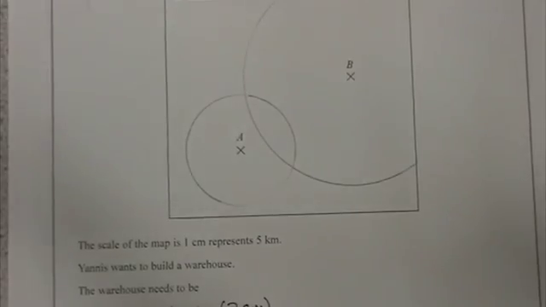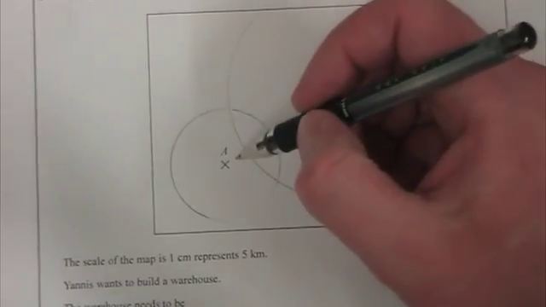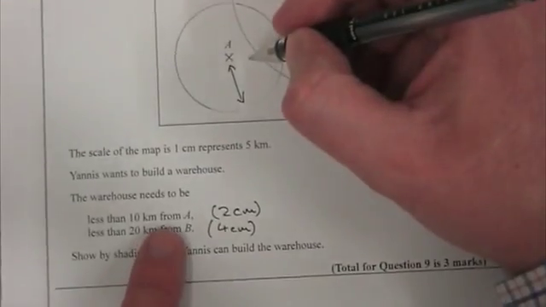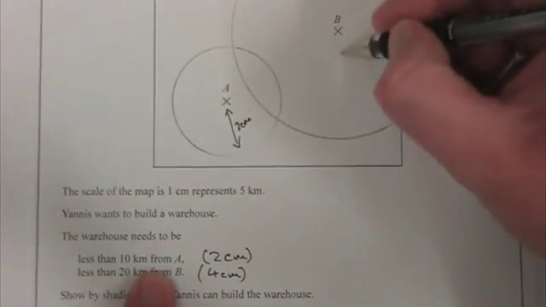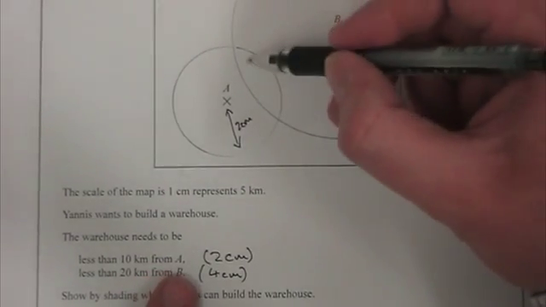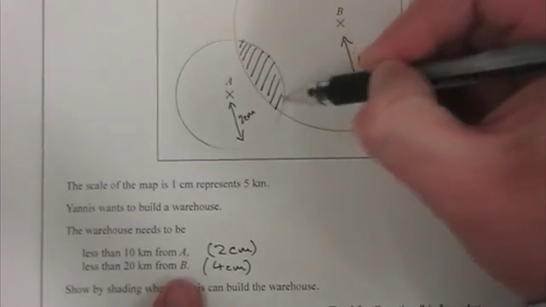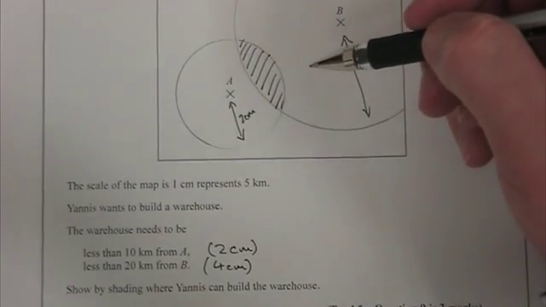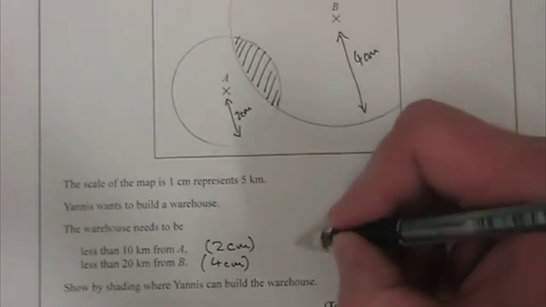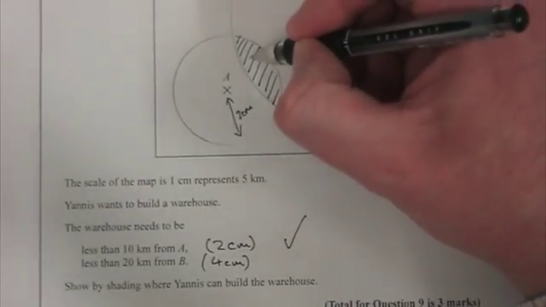So I've used a pair of compasses to do these arcs. This arc here is the less than 10 kilometres away from A, which is 2 centimetres. And this one here is the 4 centimetre arc. And I want the area where they overlap because that's a suitable area, which is this sector here. Now it's a 3-mark question. You get a mark for determining the scales properly. You get a mark for correctly drawing the arcs, and then you get a mark for shading the right area.